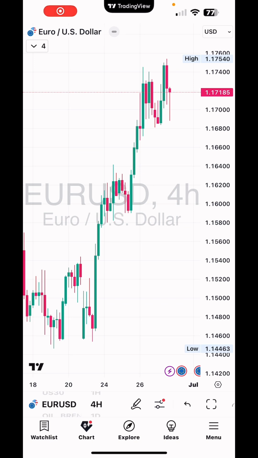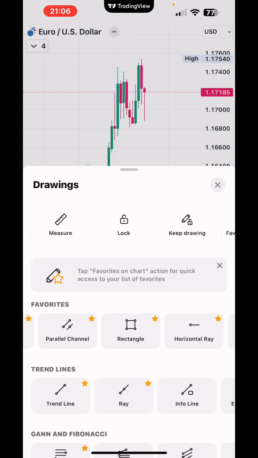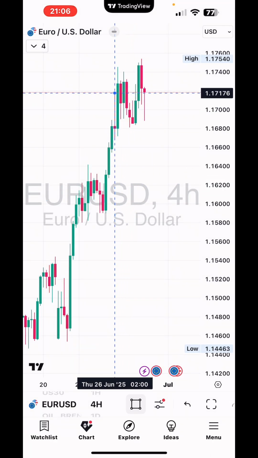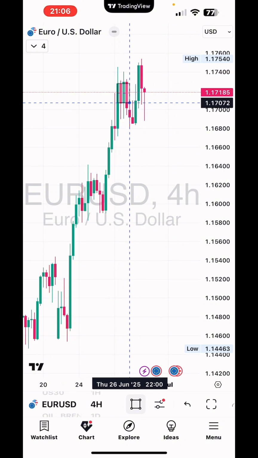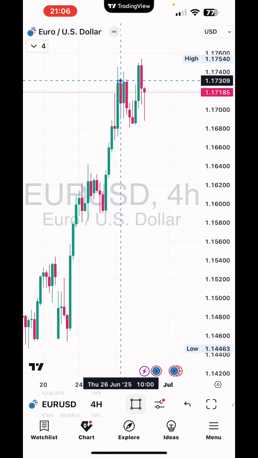Okay, so let's do a quick live example. As you can see, we're on the Euro USD on the 4 hour. Now, firstly, you want to look for your 4 hour zone. So let's just say, for example, we came in here. That's our zone. Maybe you want the highest body and the highest wick.